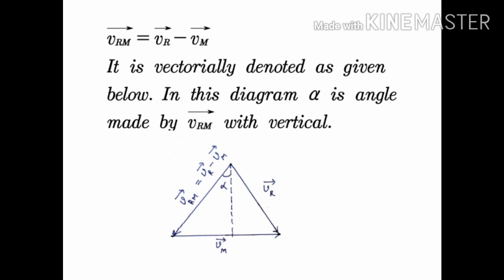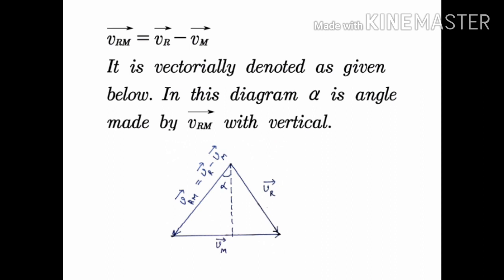In this diagram, alpha is the angle made by VRM bar with the vertical. To draw that diagram, there is a simple technique: the final point of VM bar and the final point of VR bar coincide with each other. Then join the initial point of VR bar and the initial point of VM bar with a direction, and that indicates VRM bar, which is VR bar minus VM bar.